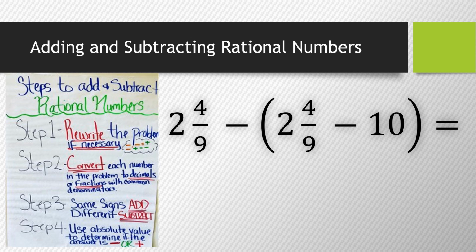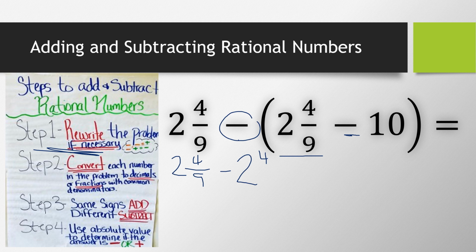So again, for this problem, I'm going to start by rewriting the problem. And it is necessary because I see a negative sign outside the parentheses. Whenever you see a negative sign outside the parentheses, apply it to everything inside. So here's what I'm going to do. Rewrite it: 2 4/9, so technically that's going to be negative 2 4/9 and minus a negative 10. If I have a negative positive 2 4/9, I know that's the same thing as minus 2 4/9. However, if I have minus a negative 10, you remember, two negatives are going to equal a positive.